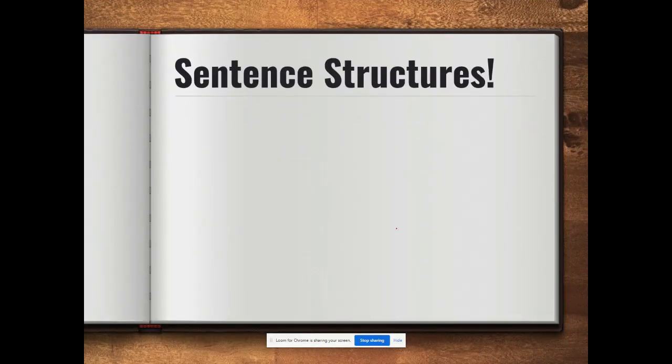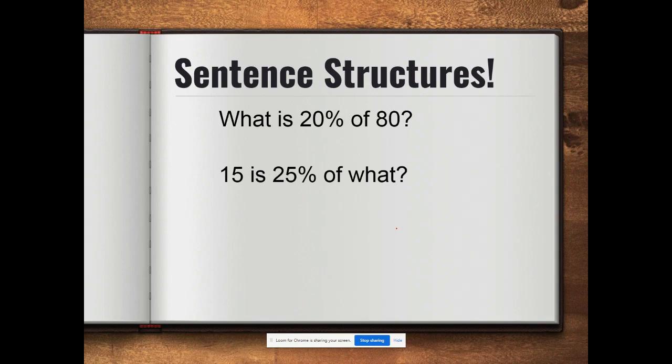Sentence structures. Those words that I have mentioned in the previous slides are going to be here, like what is 20% of 80? 15 is 25% of what? 12 is what percent of 60? The words is and of are seen here. They're just used in different orders.